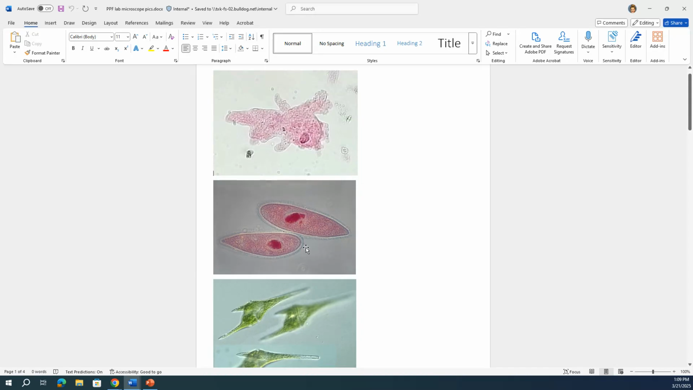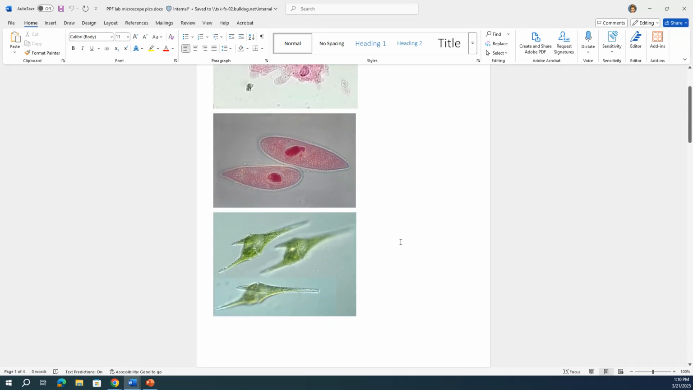The next picture, this is our paramecia or paramecium. These are an example of a ciliate, and you can kind of see those little cilia, those hair-like structures going all the way around. Paramecia kind of beat those cilia back and forth, and it allows them to swim in a water body. Once again, you can see the dark nuclei. And you're going to have some questions that you need to answer about paramecia. All right, moving on along.